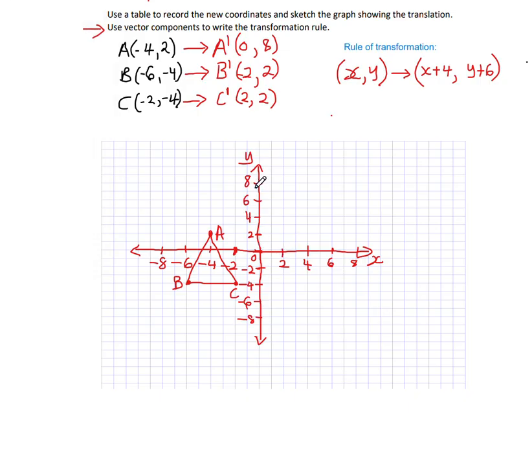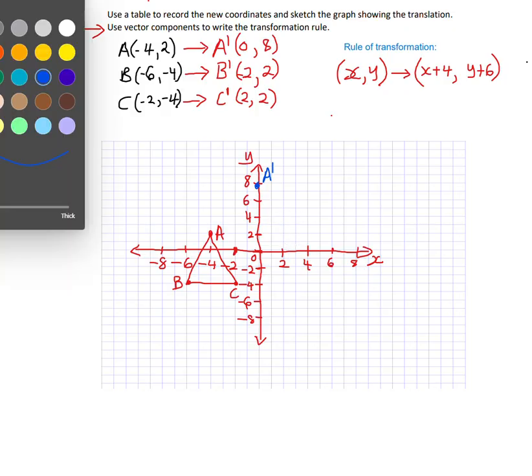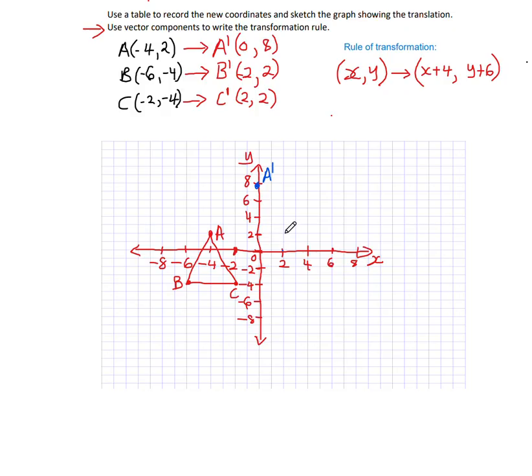So 0, 8 is going to be A prime. That's A prime. And B prime is 2, 2. Yes, this is B prime right here. And C prime, this would be C prime. 2, 2 would be C prime. Yeah, that's C prime right there. And B prime is -2, 2. So that's B prime right there.